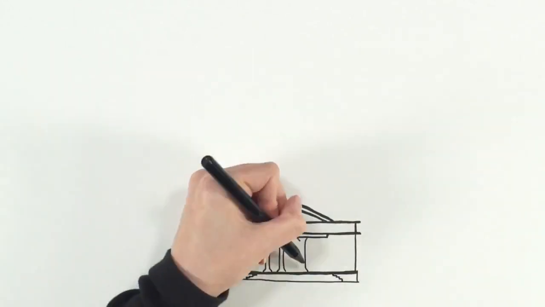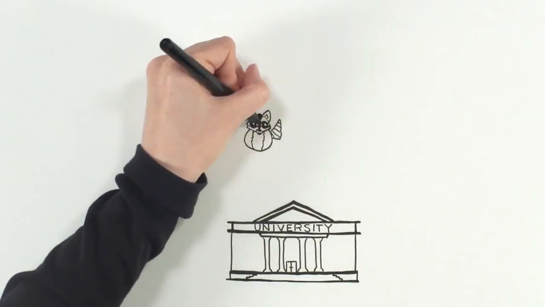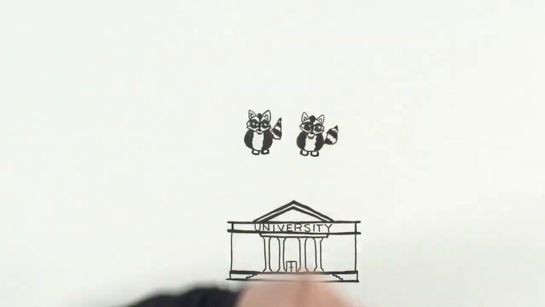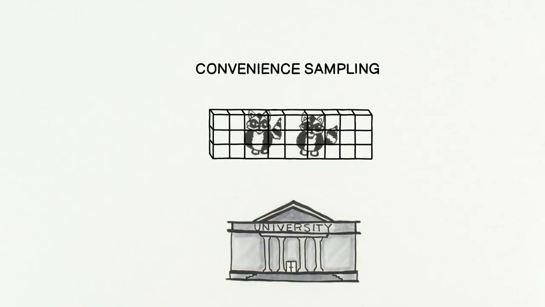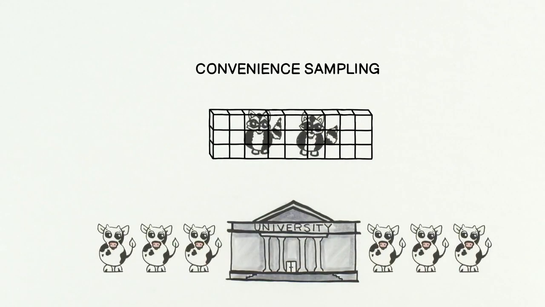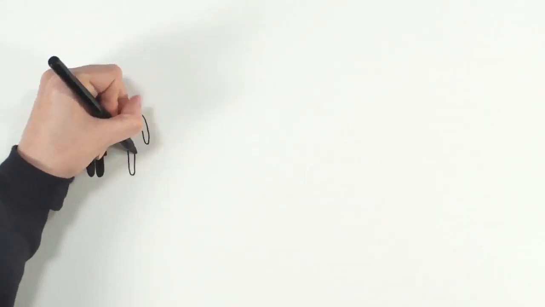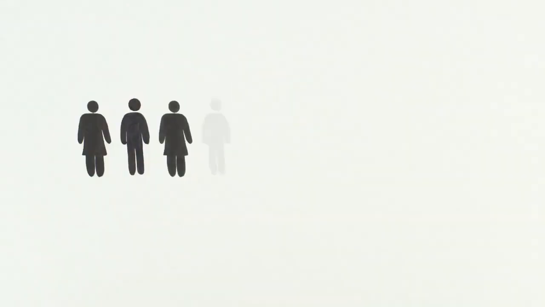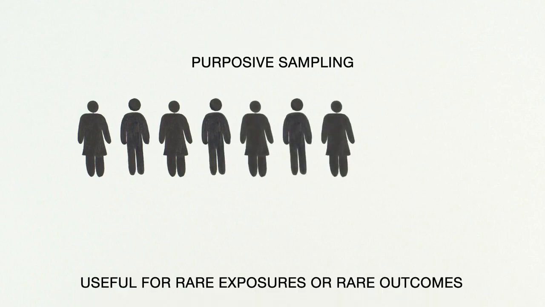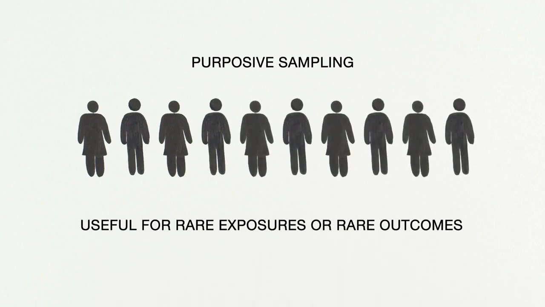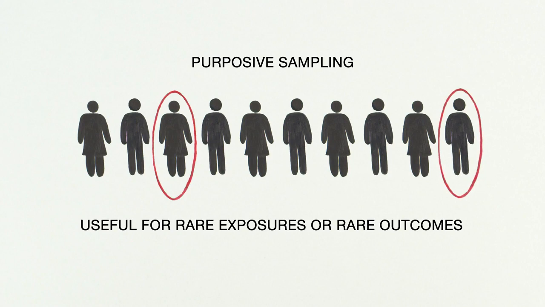Examples of non-probability sampling include convenience sampling, where participants are chosen because they're easy to get, like animals in a trap or herds close to a research facility, and purposive sampling, where specific participants are chosen because they have particular characteristics, such as when we are studying a rare exposure or outcome. This is because there are few of these individuals in a population, so we must deliberately select them, as a random process likely wouldn't produce enough people with the characteristics of interest.